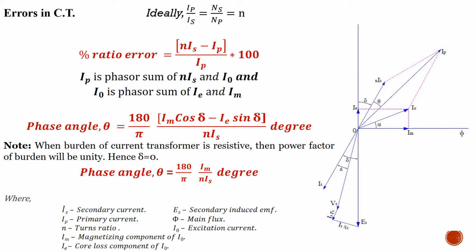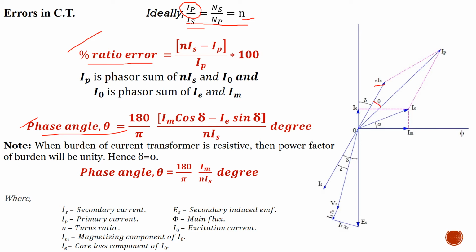Let us look at the formulas of ratio error and phase angle. These two formulas will be used ahead to solve the numerical. Ideally, the transformation ratio and the turn ratio are equal. Therefore, the primary current is equal to turn ratio multiplied by the secondary current. The turn ratio multiplied by the secondary current is also called the reflected secondary winding current, NIS. These two are equal in ideal cases. Also, the phase angle between the two is 0. That is, the theta here is equal to 0 in ideal cases.